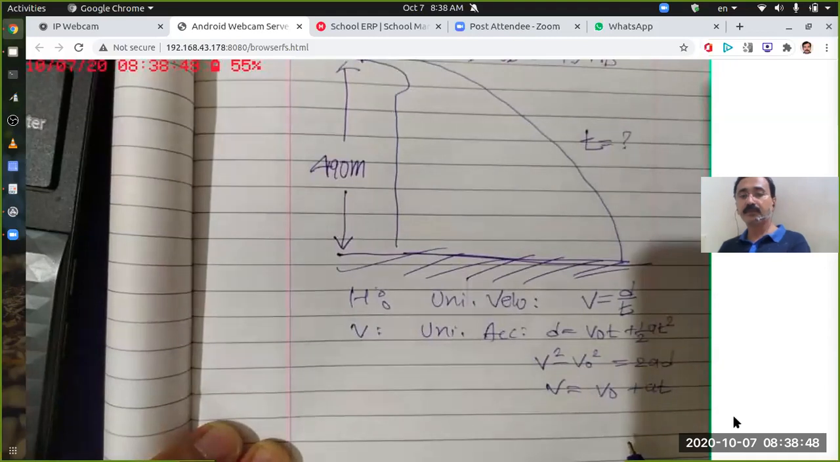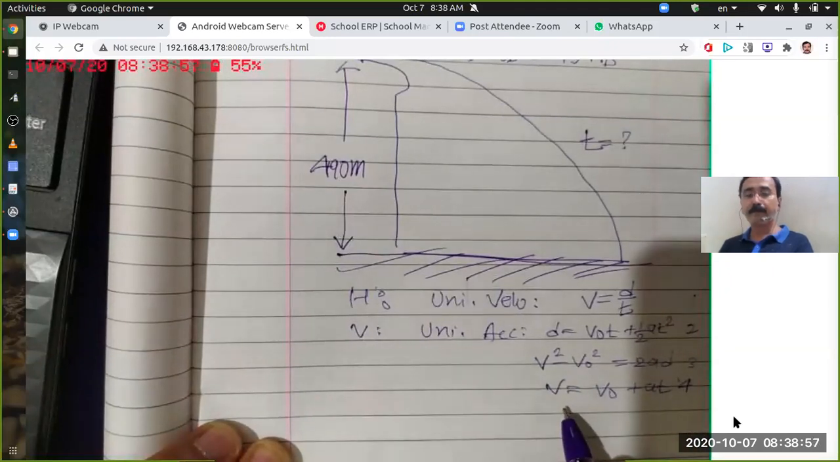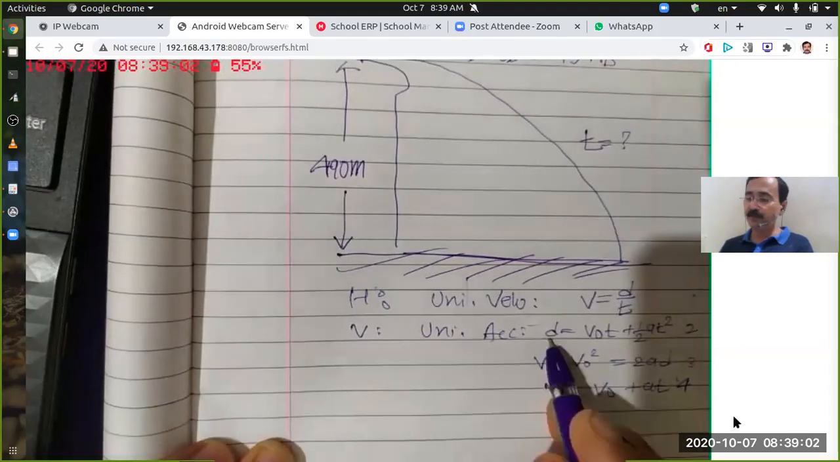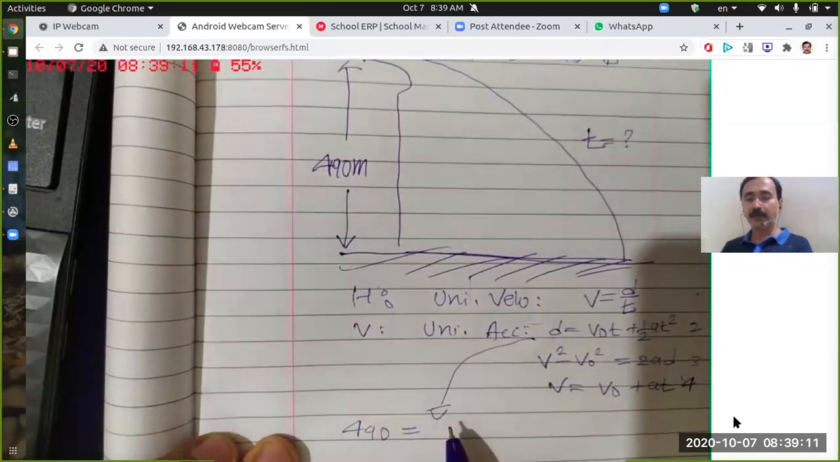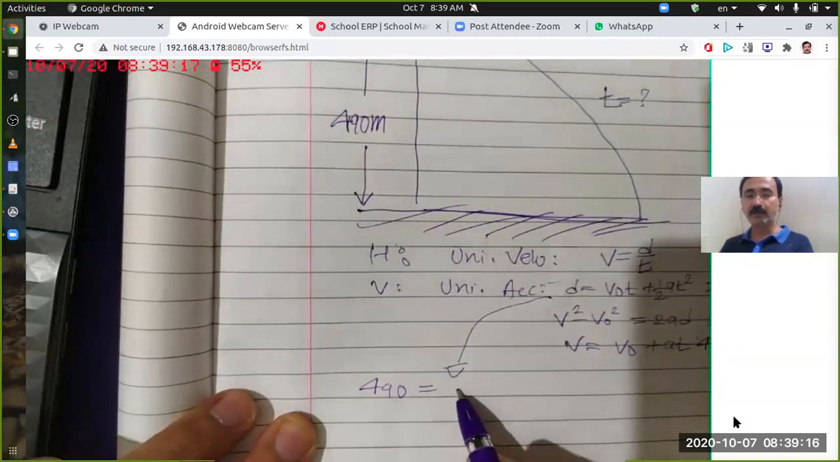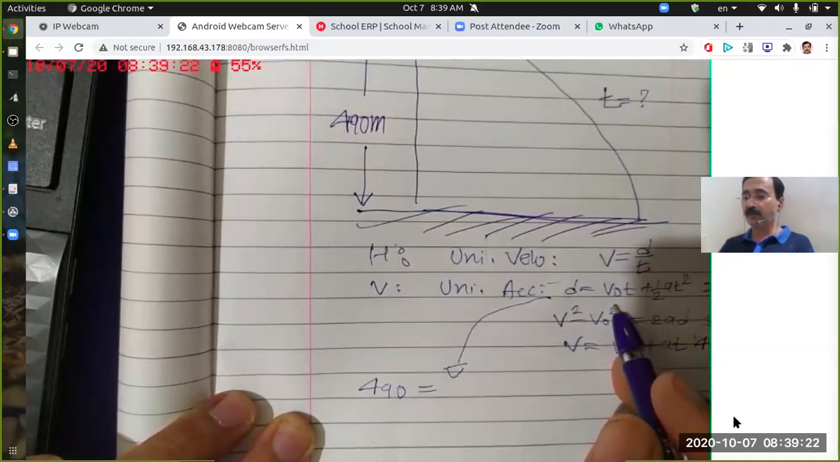Second one. Let's say this is first, second, third, and fourth. So which one? Second. d is the vertical height. So if I use d here, it is 490. Okay. v0, what shall I write? What is v0? 15 meters. Initial velocity along vertical.